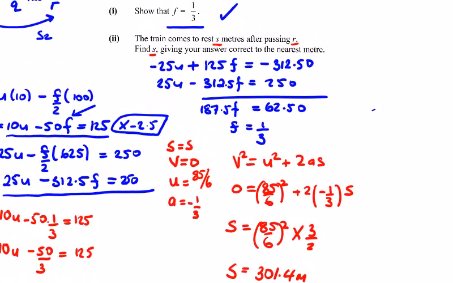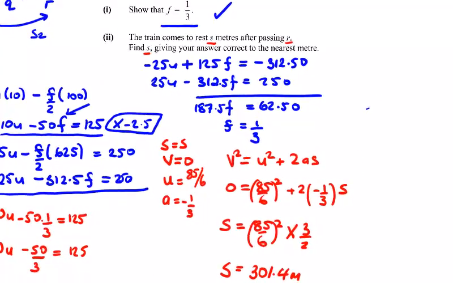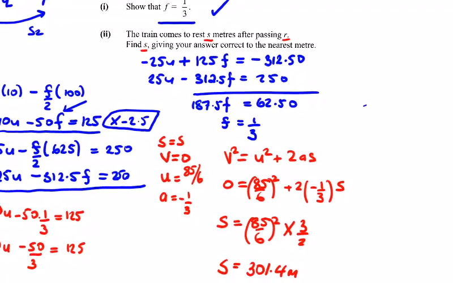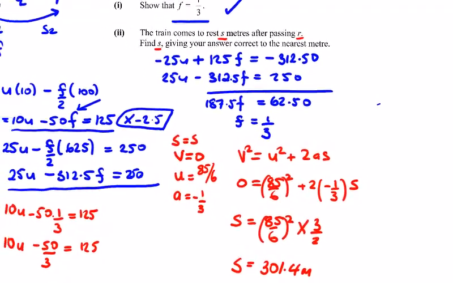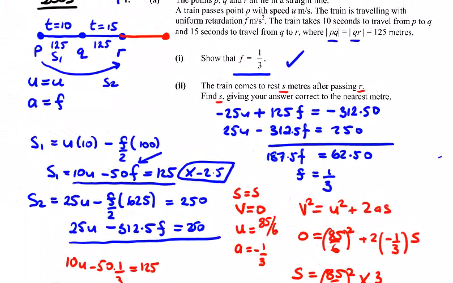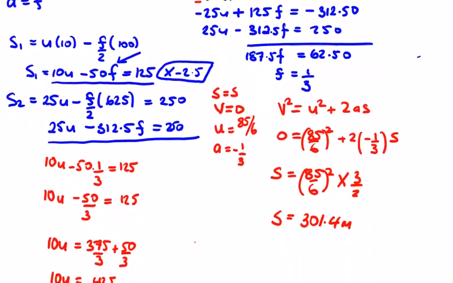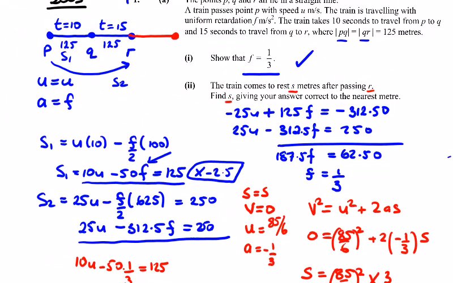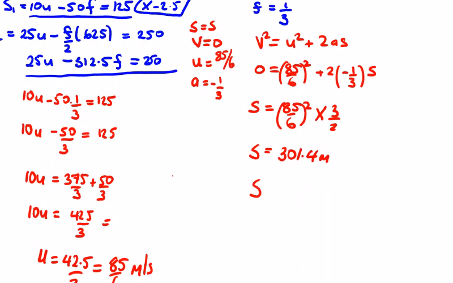What do they ask? The train comes to rest S meters after passing R. So RS is the total distance. So what have we got here? We have 250 and the total is 301.4, so 51.4 meters extra. And we're asked for the nearest meter down here. So the S that we want is 51 meters.